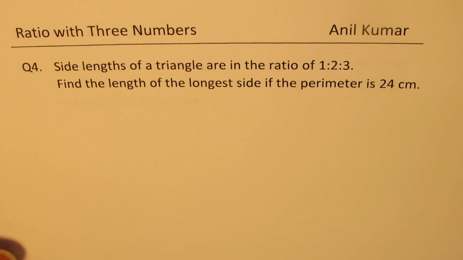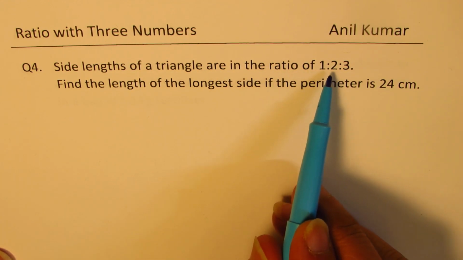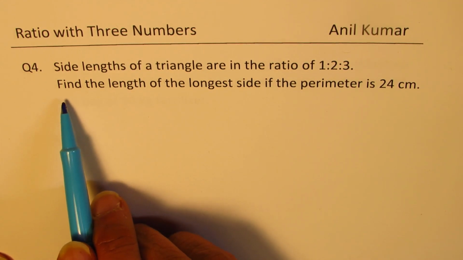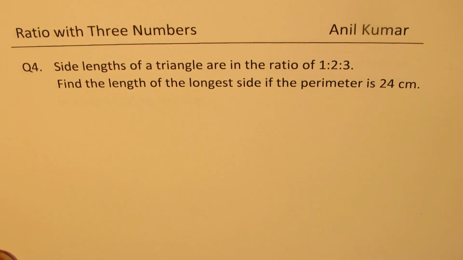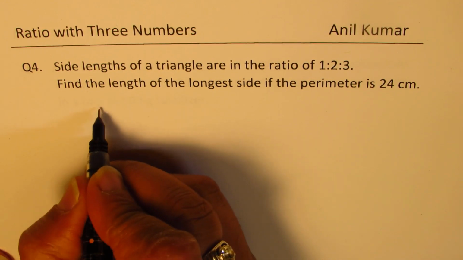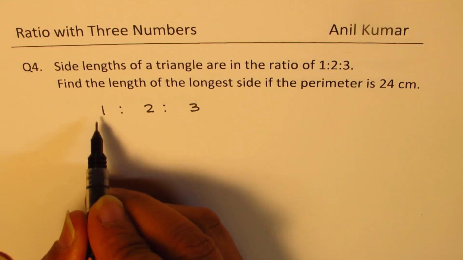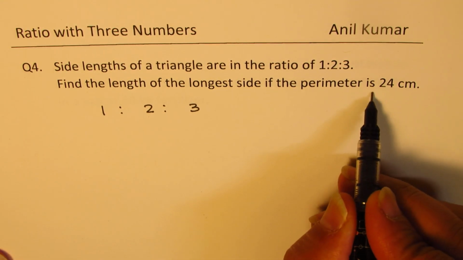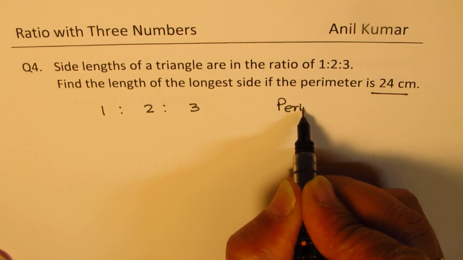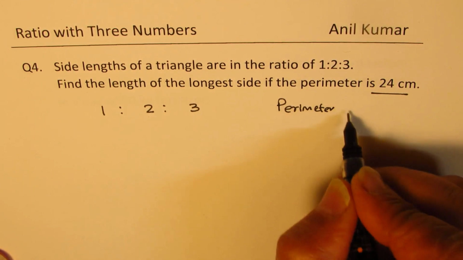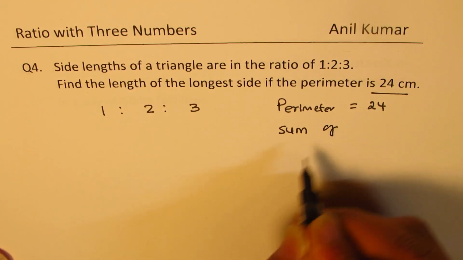Here is another question. Question number 4: side lengths of a triangle are in the ratio of 1:2:3. Find the length of the longest side if the perimeter is 24 centimeters. So we are given the lengths in the ratio of 1:2:3. Let's multiply each by x to get a perimeter of 24. Now perimeter equals 24. That means the sum of all three sides.